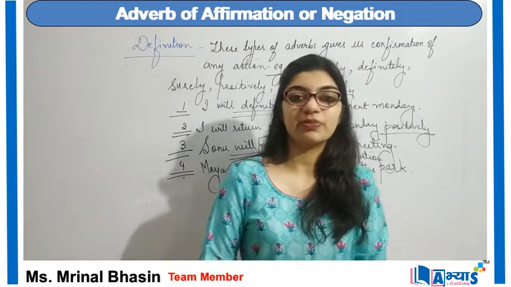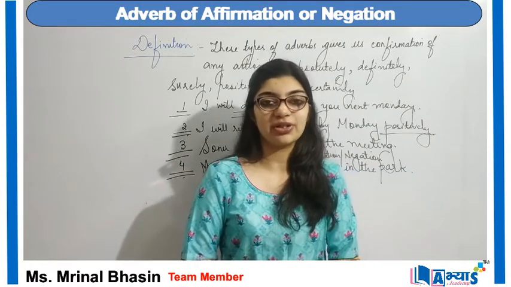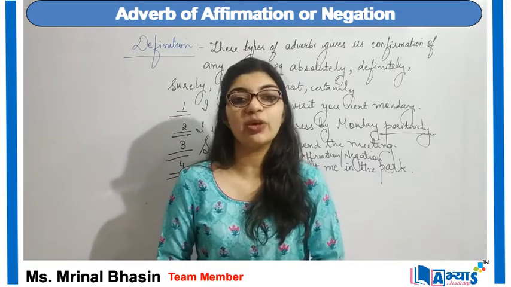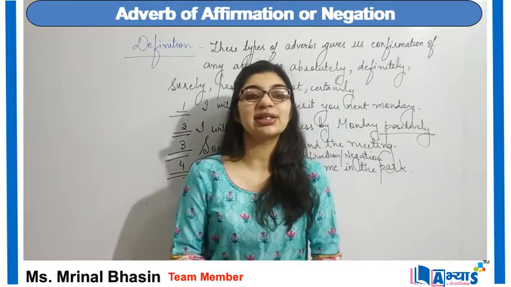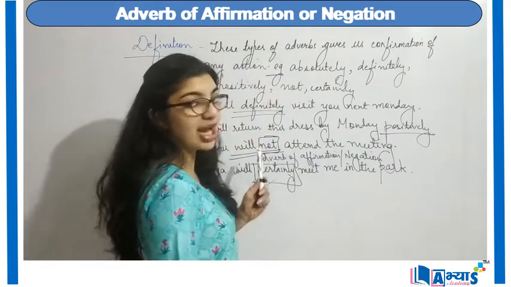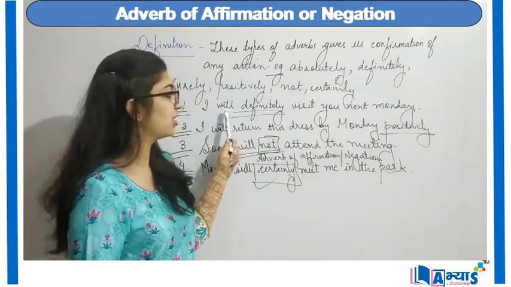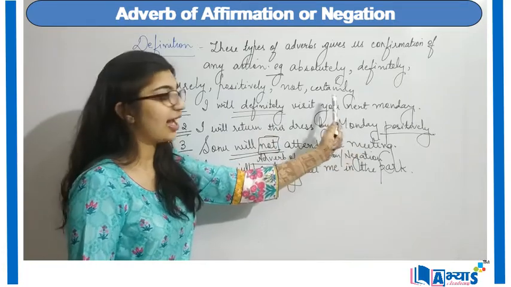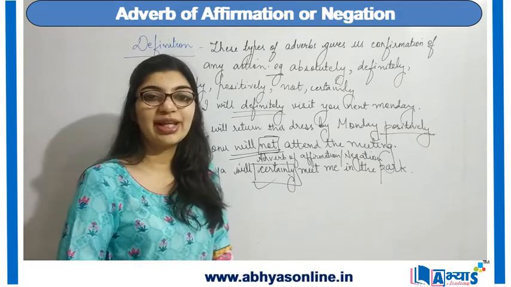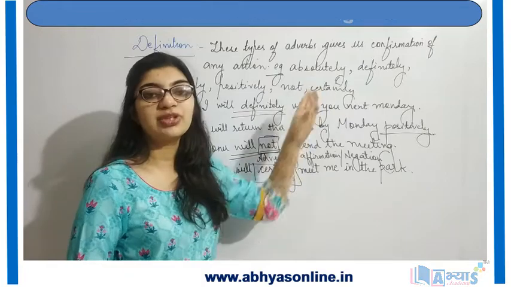So, in today's video, we have covered another type of adverb, which is adverb of affirmation or the adverb of negation. This adverb is used only when we are confirmed that a certain action will definitely take place. Some examples of this type of adverb are absolutely, definitely, surely, positively, not, certainly. And then we applied all these adverbs in sentences so that we can get a clear view of what all these types of words or adverbs actually mean.